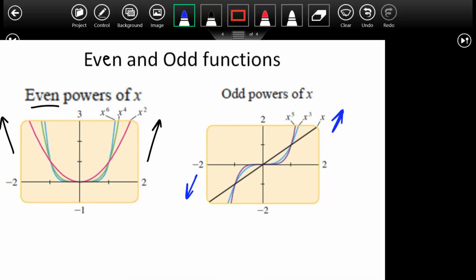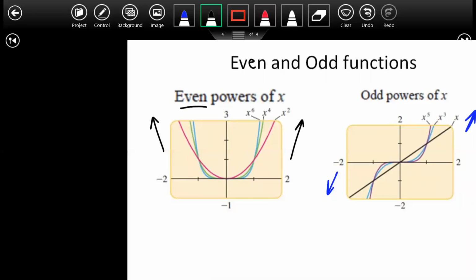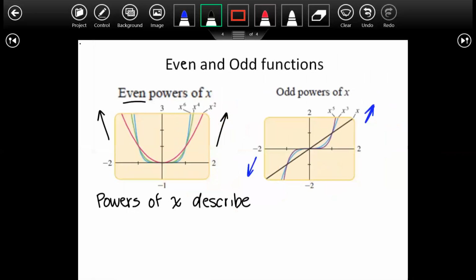The way that we can describe this is powers of x describe end behavior.